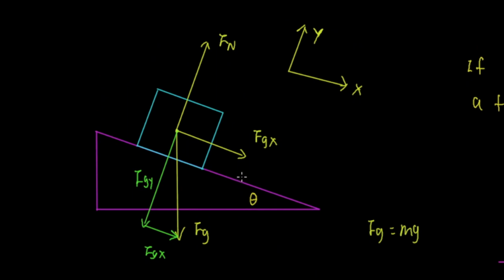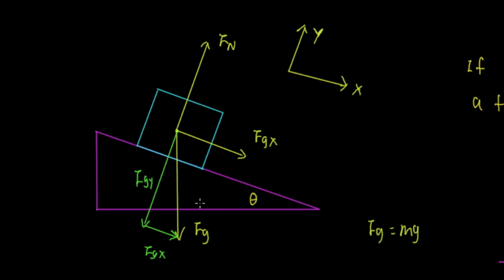Okay, what do we do next? The next thing is we have to calculate what F sub gy is and what F sub gx is. Once we calculate F sub gy, we can calculate the normal force, because it's equal to the normal force. And if you want to calculate the acceleration of the block sliding down the ramp, you need to know what F sub gx is. So we have to calculate these two vectors. And how do we calculate that?